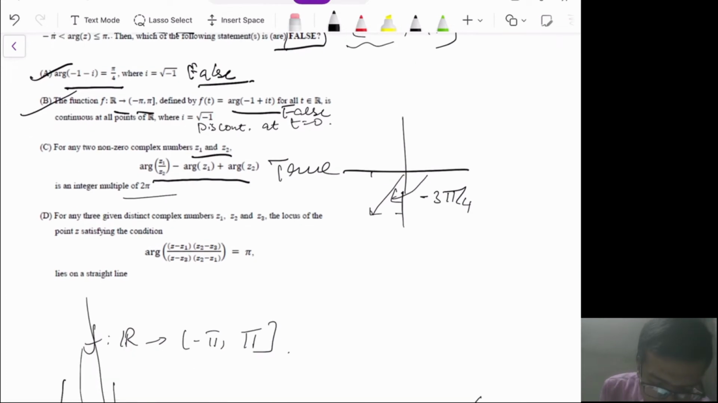Now for three distinct points z1, z2, z3, what is the locus of the point z such that arg of z minus z1 by z minus z3 times z2 minus z3 by z2 minus z1 equals pi?